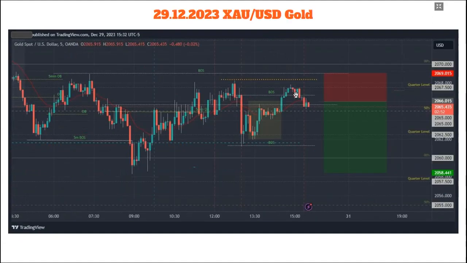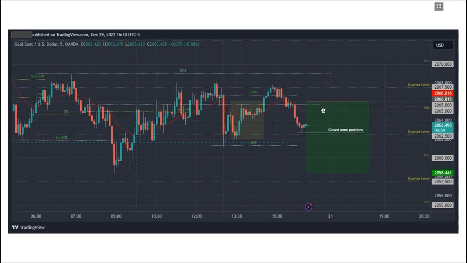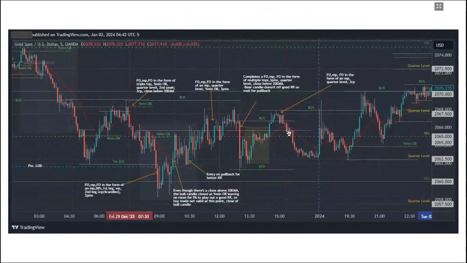And then we have gold on the 29th as well. We entered the sells here and then got out right here, closed partials, and price did actually end up going up, didn't go all the way down. The reason for taking these sells was because this is a fake out in the form of an M pattern. Fake out in itself and M pattern as well. And then we have this rejecting the quarter level.